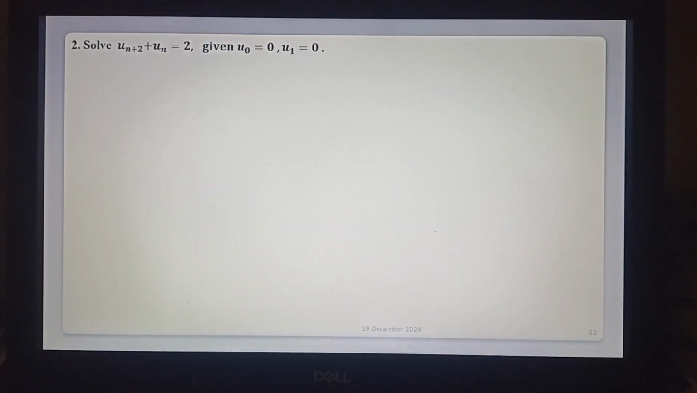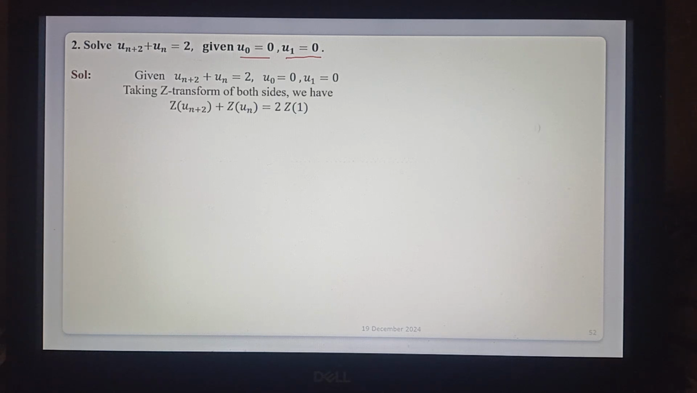Second example here: solve un plus 2 plus un is equal to 2, with the given conditions u0 is equal to 0, u1 is equal to 0. So that is the given sequence. Now applying z transform on both sides. So z transform of un plus 2 plus z transform of un is equal to 2 into z transform of 1.